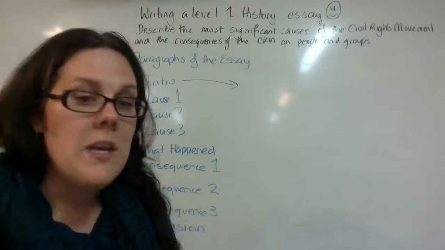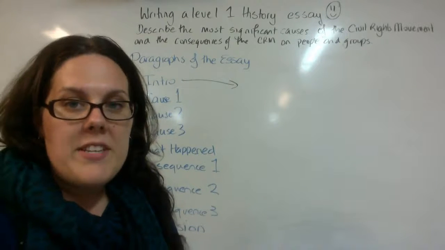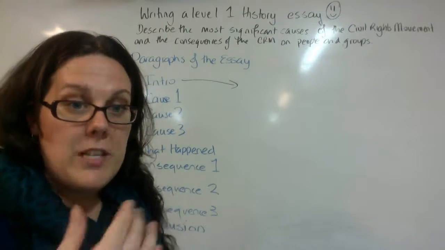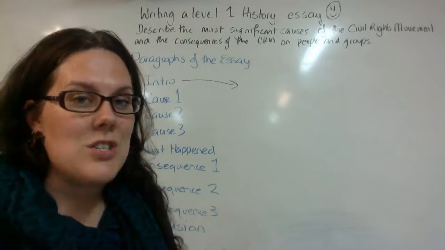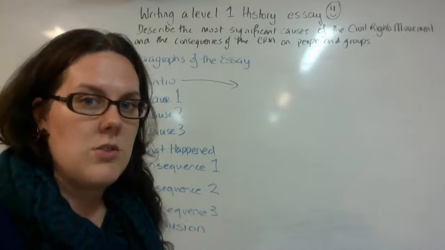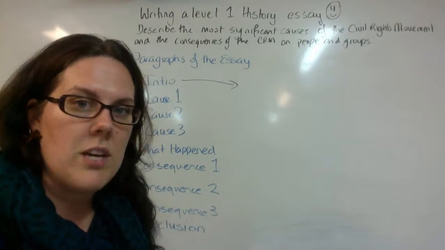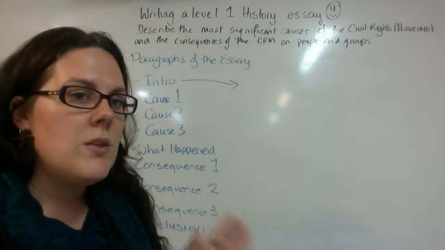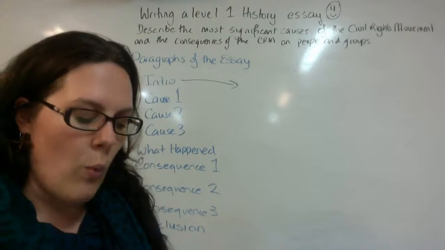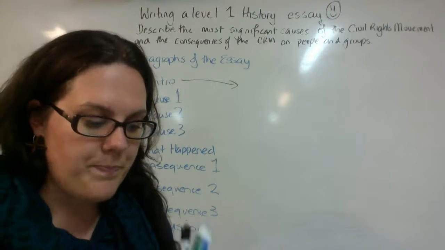Okay, so I've adapted the question up behind us to fit my event, and this is what you should do when you first get into the exam, is adapt the question to fit what you're talking about. So I've written, describe the most significant causes of the civil rights movement and the consequences of the civil rights movement on people and groups. So what this does is it helps me to think about what I'm going to include in my introduction.